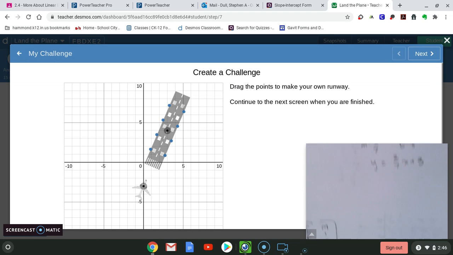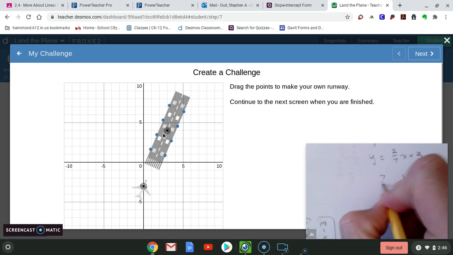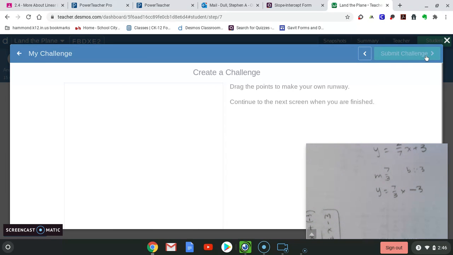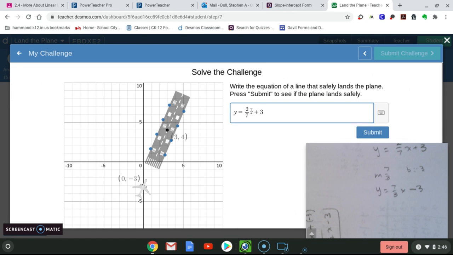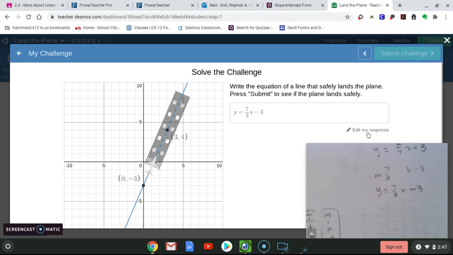All right, so for ease of use, I'm going to put my intercept on -3. And now my slope number, I go up 1, 2, 3, 4, 5, 6, 7, and 3 to the right. So 7/3 is my slope. So y equals 7/3 x minus 3. Let's try that one out. And now we're able to land the airplane.